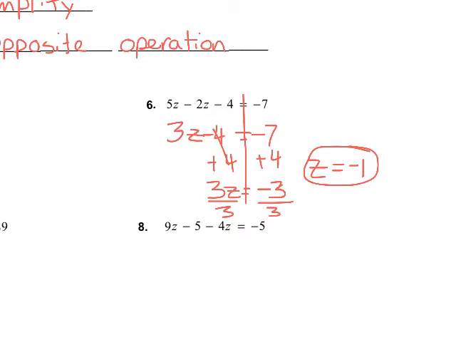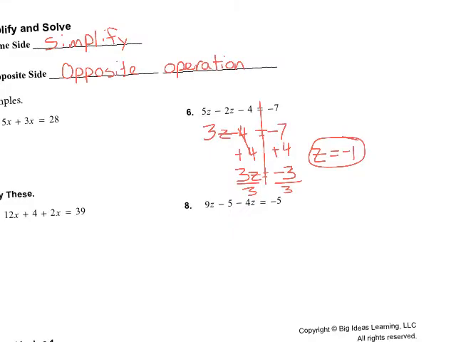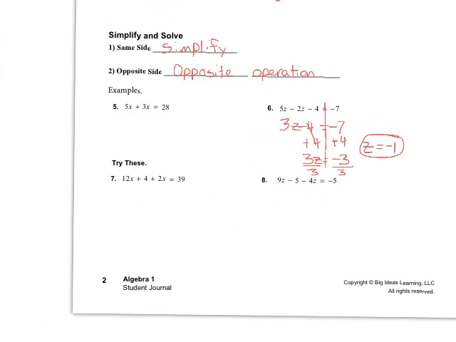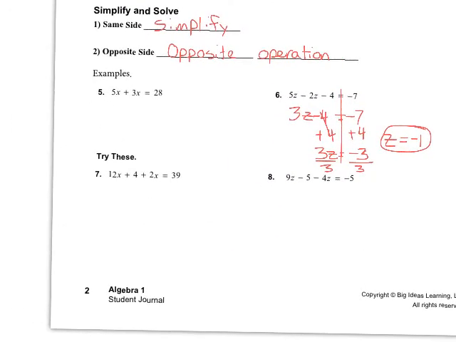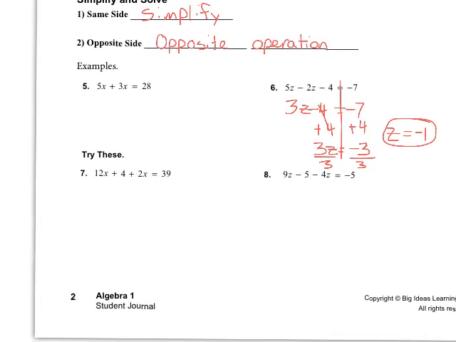Okay. Any questions there? So same side, simplify. That's what you always want to start with first. Then move to opposite side, opposite operation. Okay? So let's try these problems. Try 7 and 8 together with your groups.